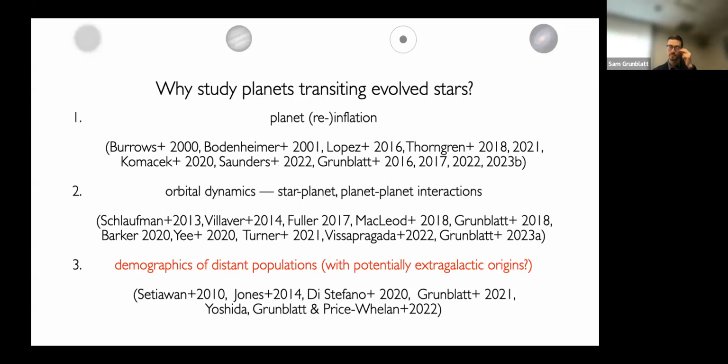I might have missed this, but for all the evolved stars, are you assuming they were originally main sequence stars? Okay. Yeah. So basically, probably mostly F stars, but yeah, FGK.